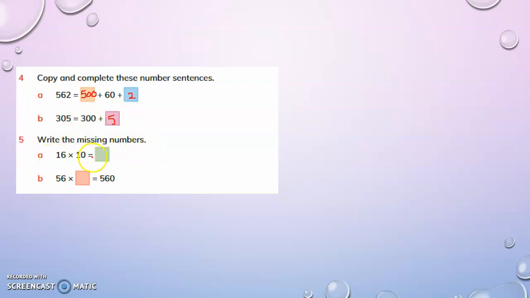Write the missing number. 16 into 10. We know when we multiply by 10, we put a 0 in the ones place. So we get 160. 56 into a number will give you 560. You can see there is a 0 added to this. So this shows it is multiplication by 10. So 56 into 10 is 560.